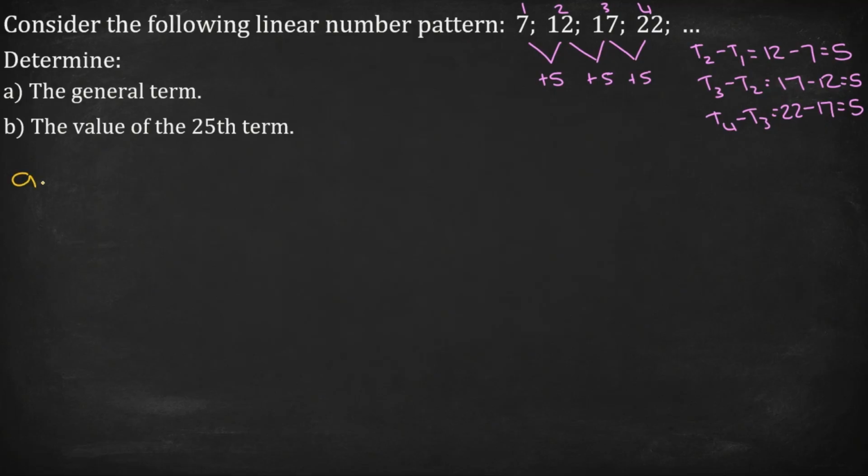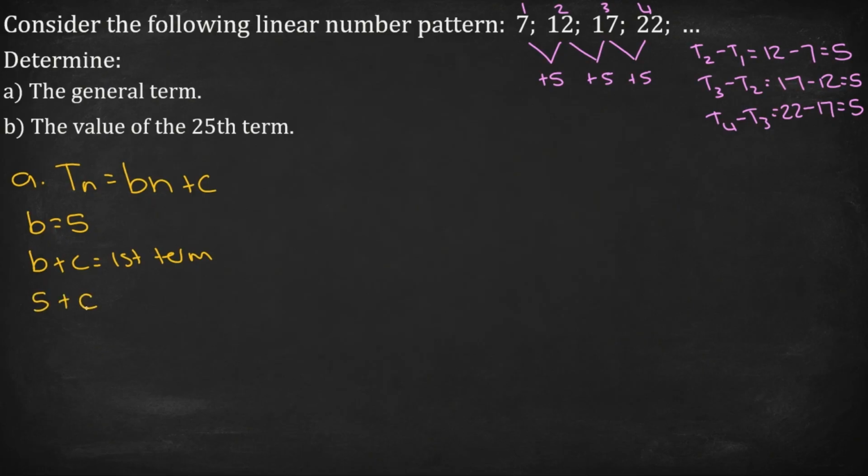So we can make use of our general formula, which is Tn equals Bn plus C. Okay, so what is the value for B? We know that B is the constant difference, so I'm going to write B equals 5. And to determine the value for C, we are going to write B plus C equals the first term. Okay, now let's substitute. B, I already know, is positive 5, so I'm going to write 5 plus C. I don't know the value of C yet, equals the first term.